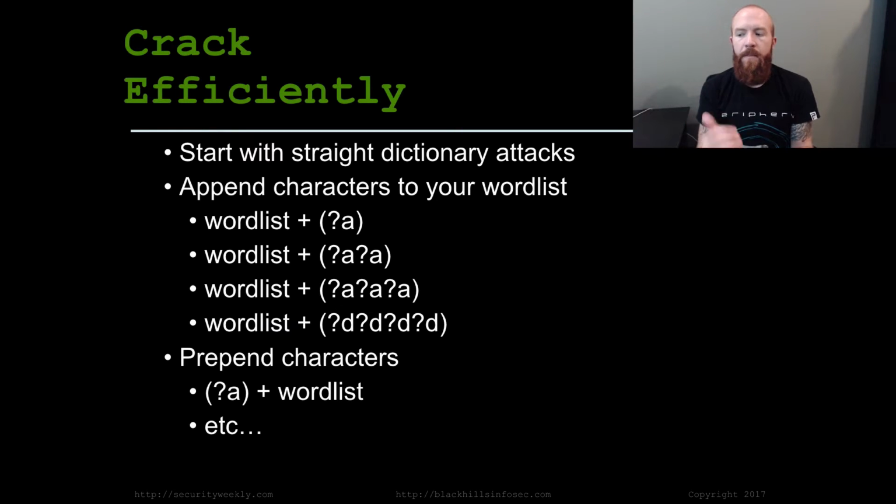Take your word list, append a character. Take your word list, append a couple characters. With Hashcat, it's very easy to add these on. You just basically do $A for any. You can do digits or lowercase or uppercase letters as well. So for digits would be $D. In the fourth example there, you see the word list plus $D, $D, $D, $D. That would be basically 4 appended numbers. So you get a lot of years, that kind of thing.